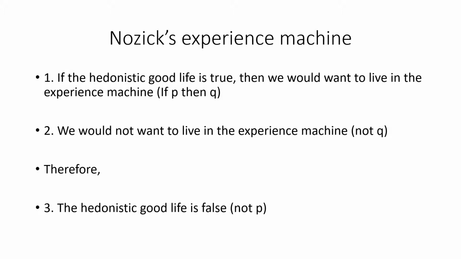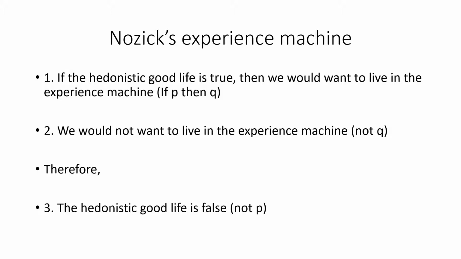So he uses this to say that the hedonistic view of the good life is wrong. Because if it was true that the hedonistic view of the good life was true, then that's what we would want to do. We would want to live in the experience machine, but that's not what most of us would want to do. So if you put this into standard form, it follows the logical form of modus tollens.